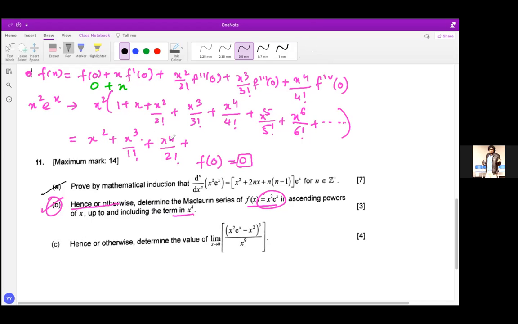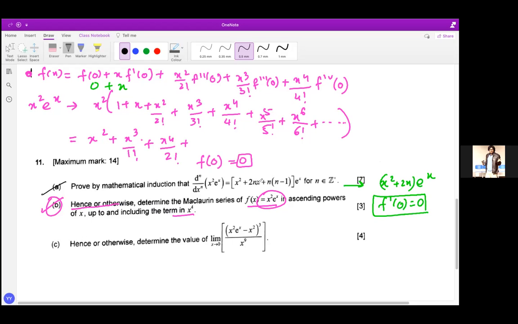So we did already the first derivative. If you plug in n as 1, I get the first derivative as x squared plus 2x times e to the power x. So here if I plug in x as 0, you are going to get the answer as 0 again. So f dash 0 is basically 0.